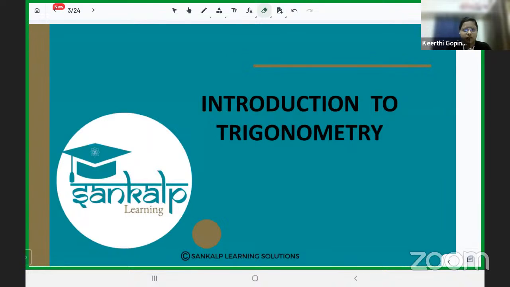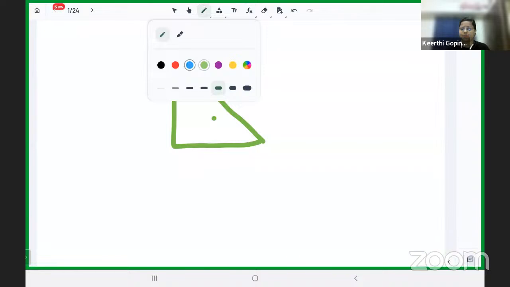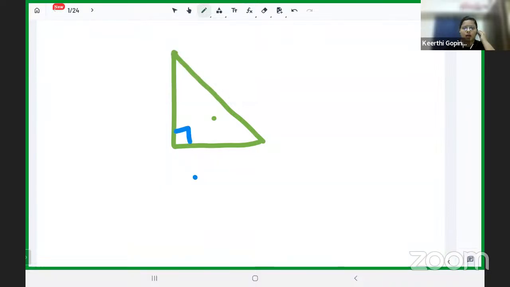So what was this Pythagoras theorem? If you consider a right angle triangle, I'm drawing a right angle triangle here. What is the peculiarity? One angle is always 90 degrees. A right angle triangle will have a hypotenuse. What is the hypotenuse? The hypotenuse is the longest side of the triangle. So this is the longest side, this is the hypotenuse.